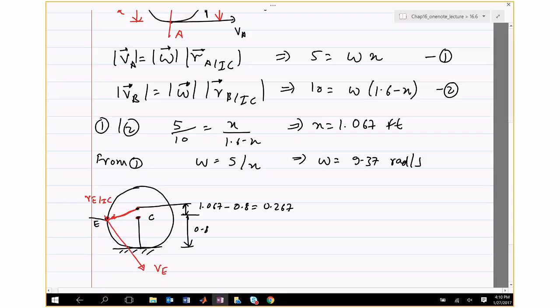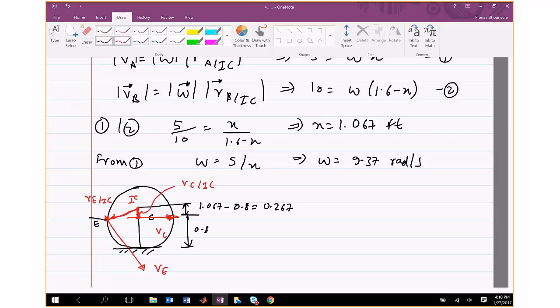Similarly, I will draw a line like this. This is the vector RC with respect to IC. And so the line normal to this gives me the velocity. So this is going to be VC. Okay, so having drawn that, I'm now ready to apply the instantaneous center formula.